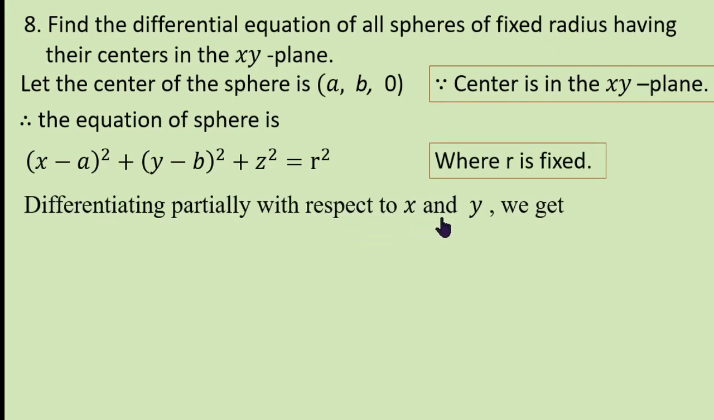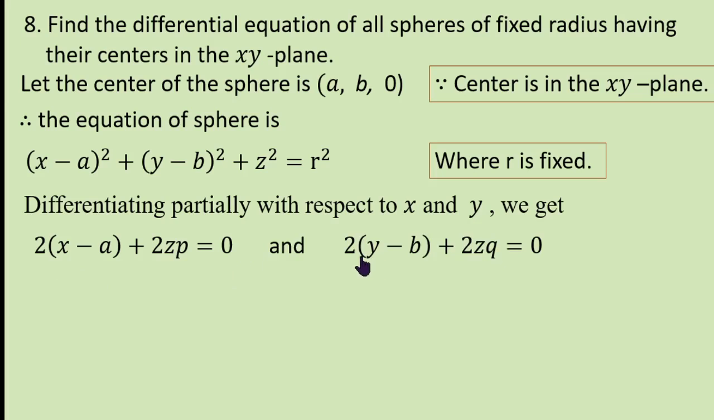Differentiating partially with respect to x and y. 2(x − a) + 0 + 2z ∂z/∂x, that is p, equal to 0. The derivative of (x − a)² with respect to x is 2(x − a), plus, treating y as constant when you differentiate partially with respect to x, it is 0, plus 2z ∂z/∂x, that is p, equal to 0, because r is fixed.